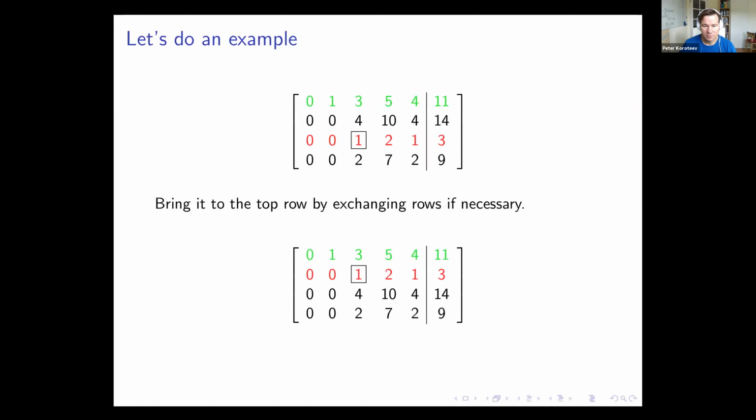Okay, so here you can swap the 3rd row and the 2nd row, so this one will be on top. And then we'll do the same procedure. Then we'll multiply the 2nd row by -4 and add it to the 3rd row, and multiply it by -2 and add it to the 3rd row.